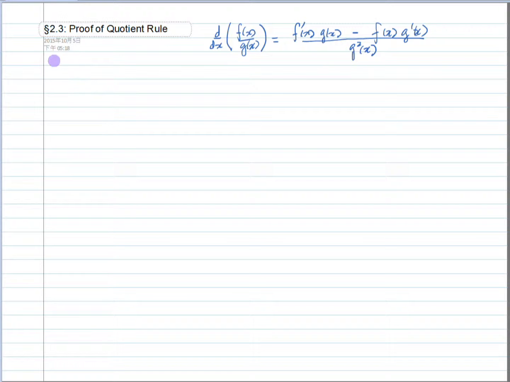Now, why is this formula true? So we're going to prove it. To do so, we're going to need two rules that we already know. One is the product rule, and the next is the chain rule.